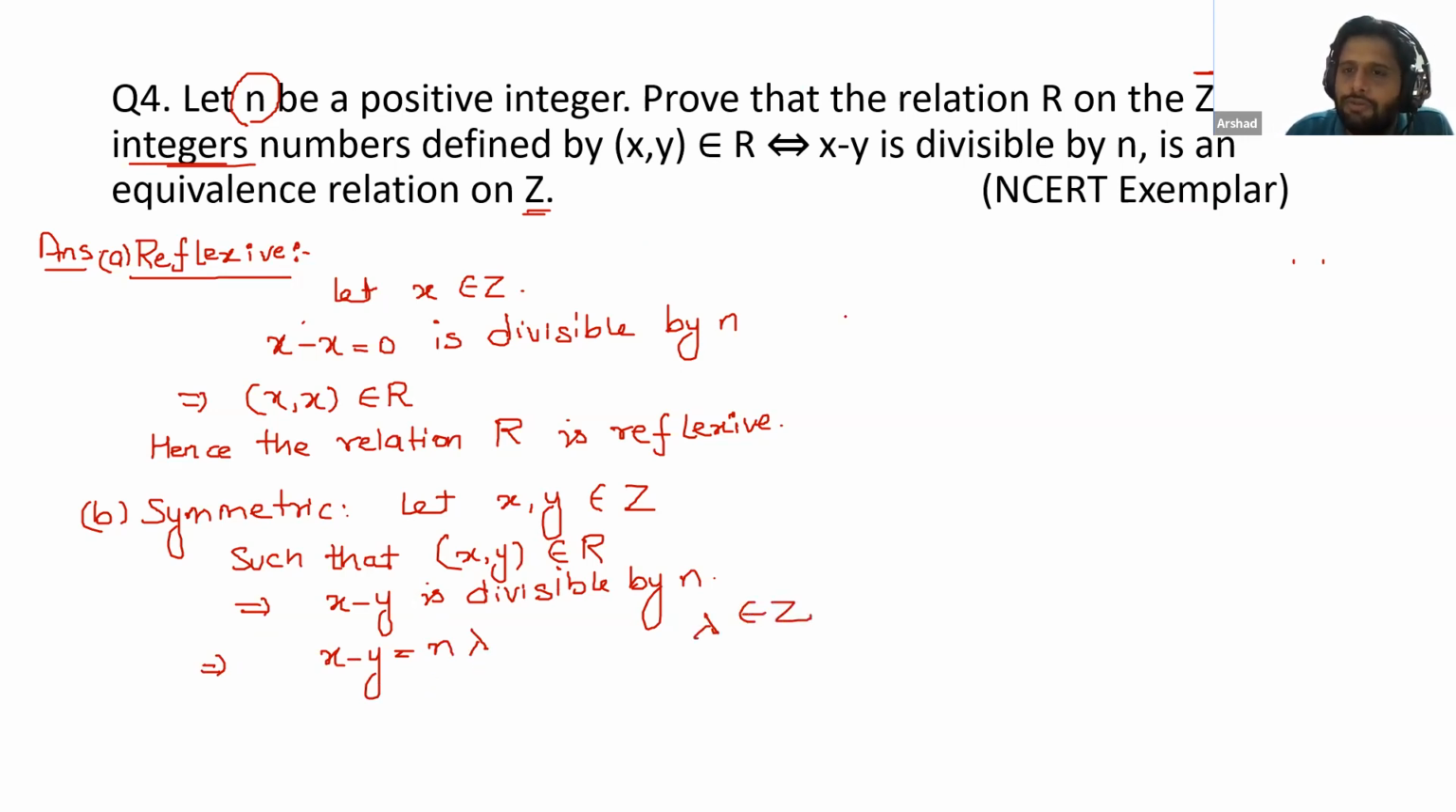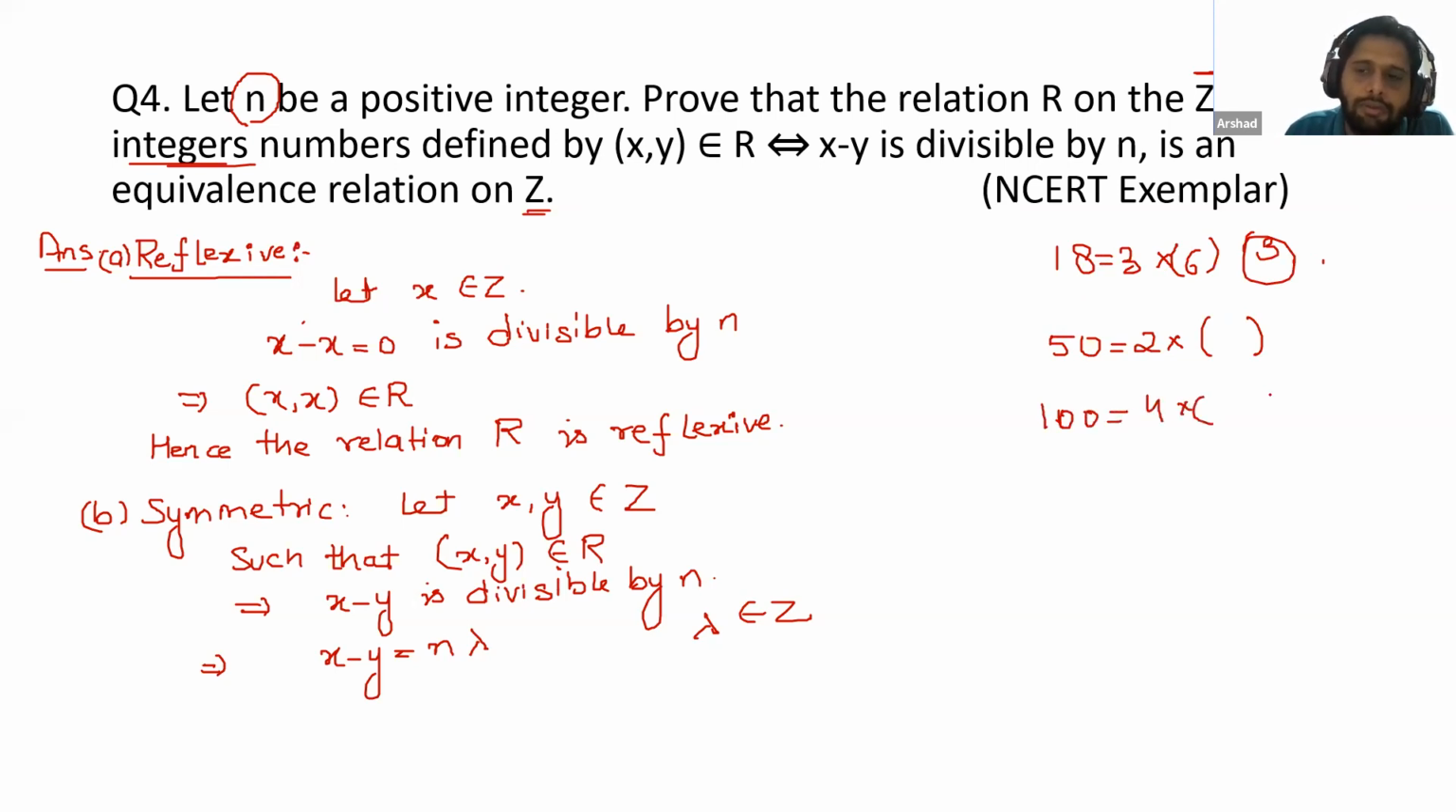Okay, what is meant by this one? Please check here. Suppose we have 18. 18 is divisible by 3 or not? Yes, 18 is divisible by 3. That's why we can write this 18 as 3 into any number. So in this case, it will be 6. Suppose 50. 50 is divisible by 4? No. 50 is divisible by 2? Yes. So we can write this 50 as 2 into some number. Suppose we have 100. 100 is divisible by 4. So we can write this 100 as 4 into some number.